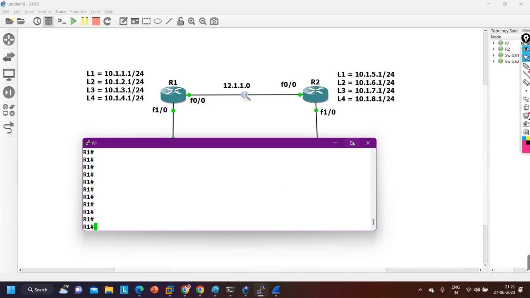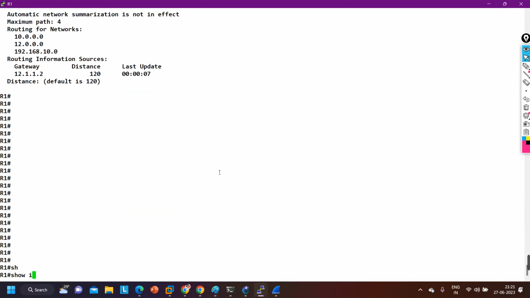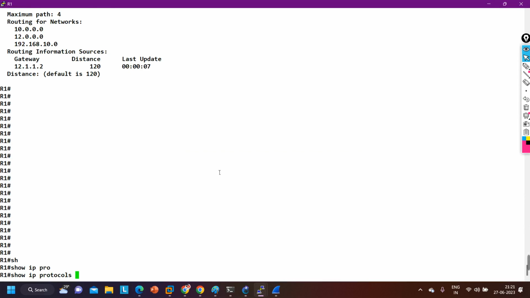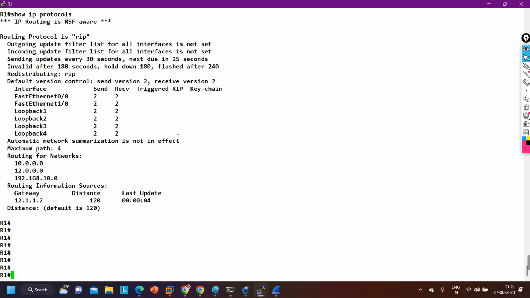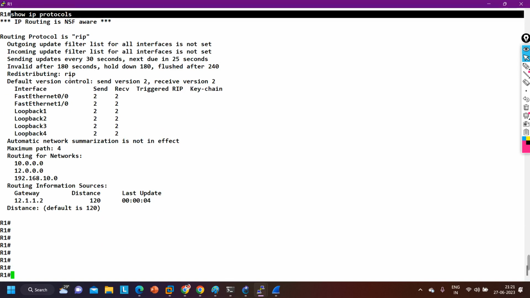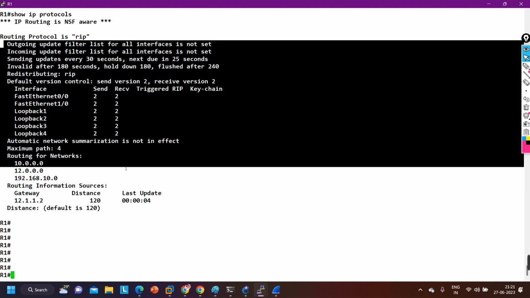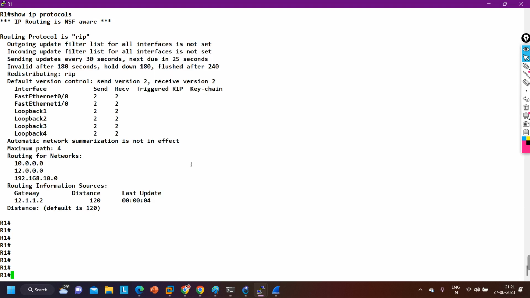Now guys, let me check here. So, show ip protocol. In all routing protocols, first of all, you should be able to read the output of the show ip protocol command. In all dynamic routing protocols, in OSPF, EIGRP, BGP, or any other routing protocol, first you should be able to read this information. Okay.